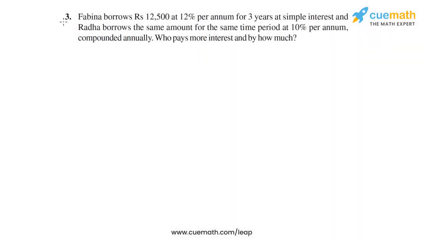In question 3 of this exercise, here's what the problem statement says. Fabina borrows rupees 12,500 at 12% per annum for 3 years at simple interest. Radha borrows the same amount for the same time period, so 12,500 for 3 years, but at 10% per annum compounded annually. Who pays more interest and by how much?